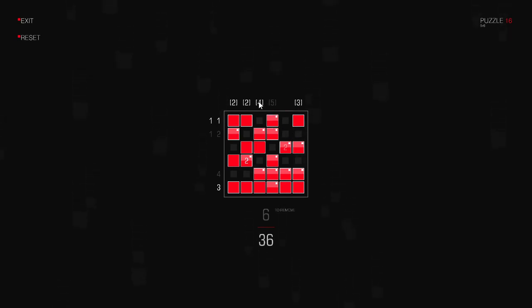Look at this 4 column. So we have 1, 2, 3, 4 red. All of those must remain. Now this 2 can't come up, otherwise it would connect here. That solves this 2 column.